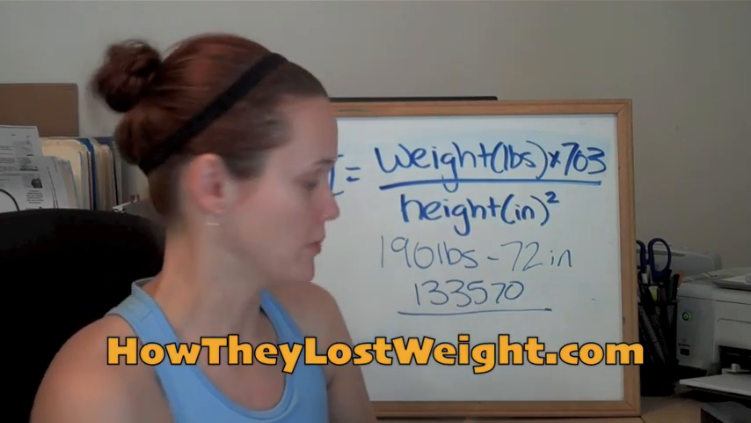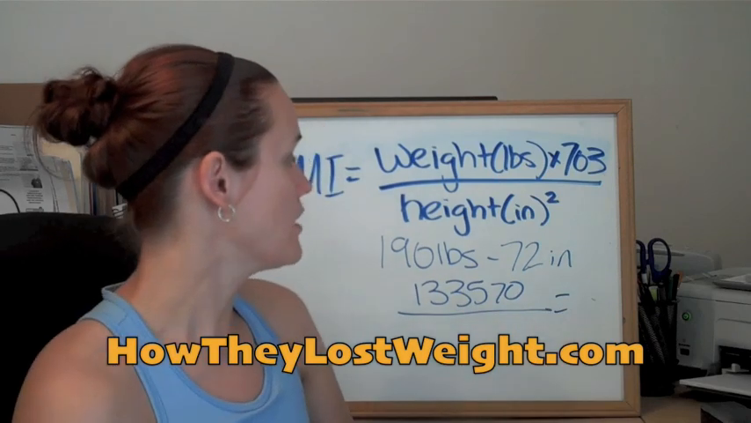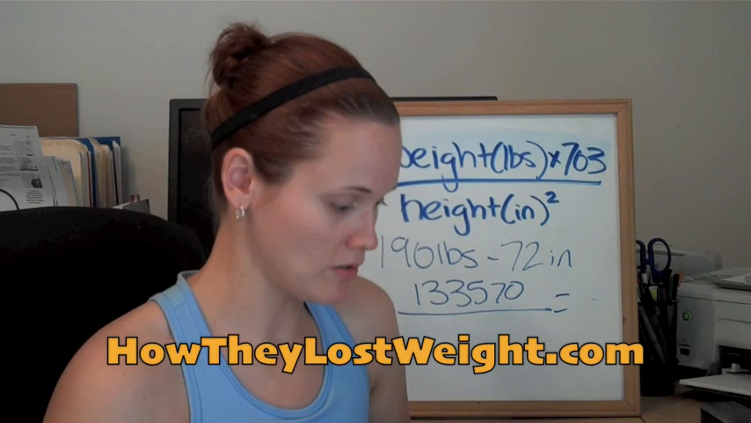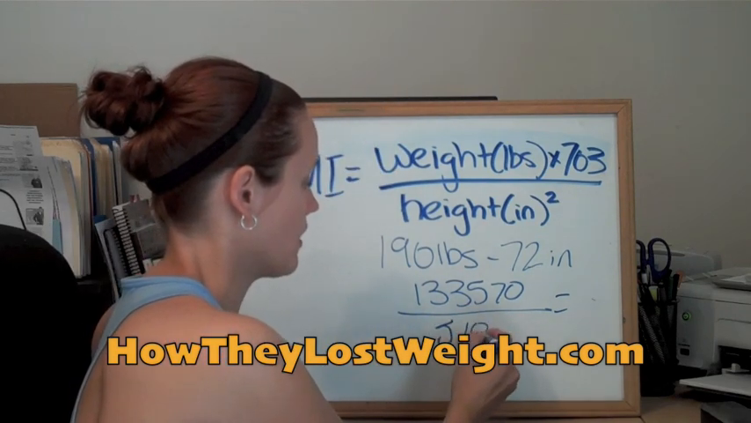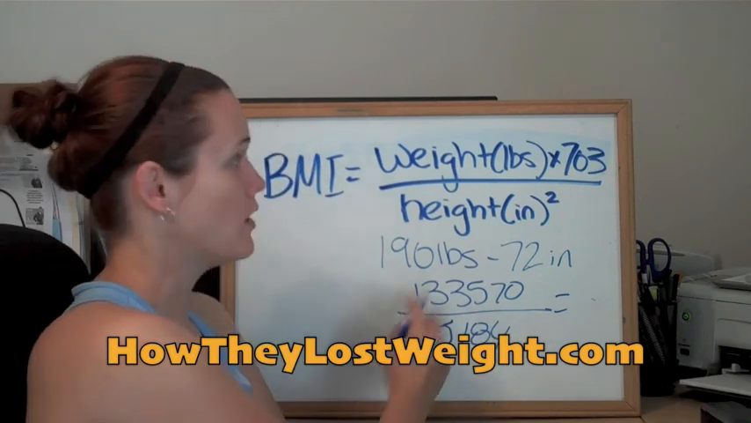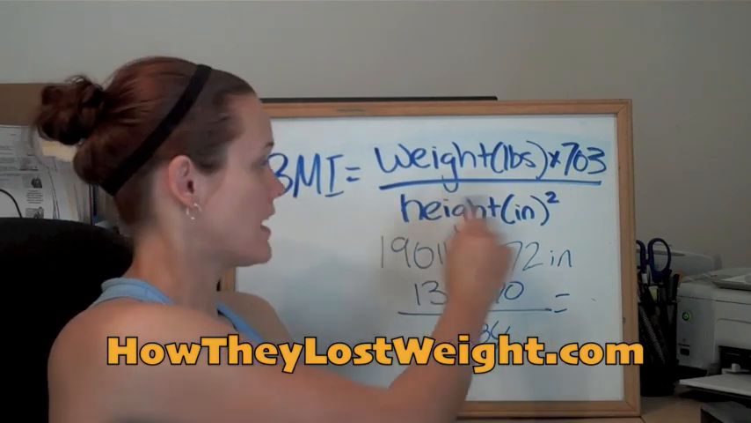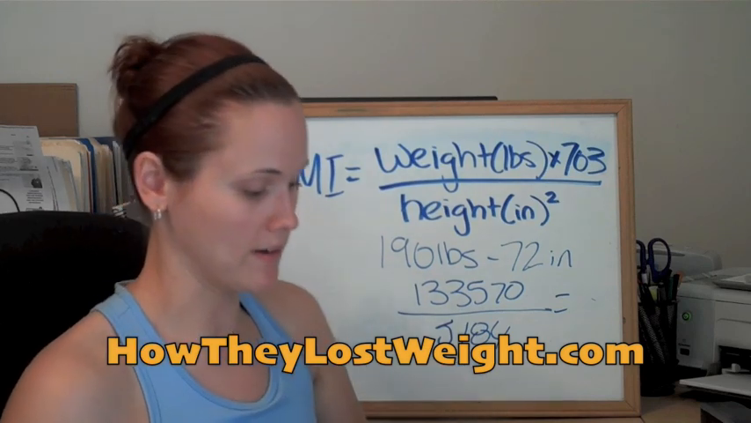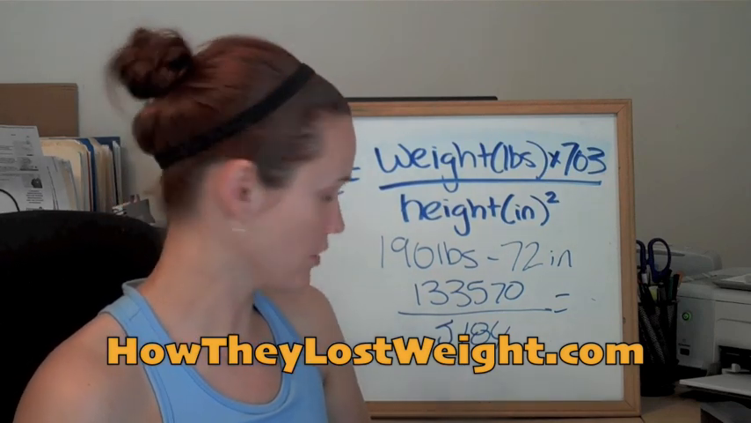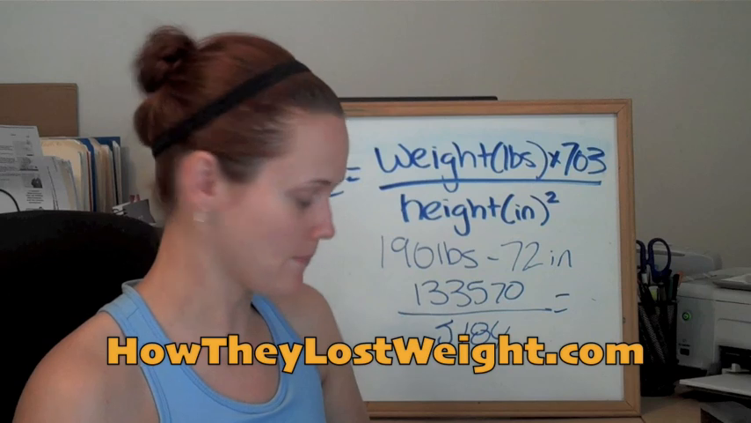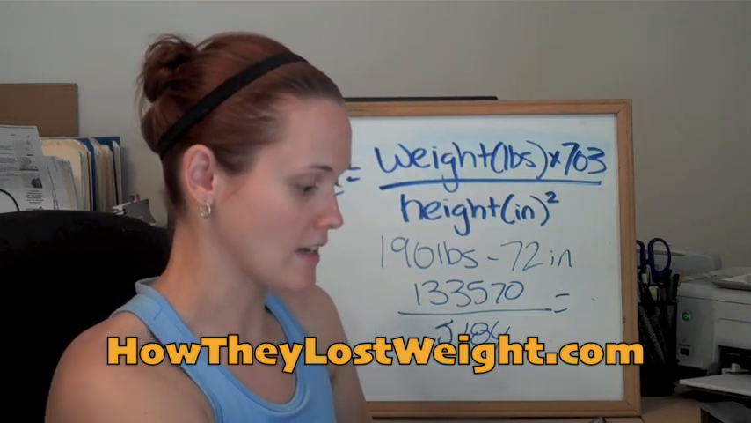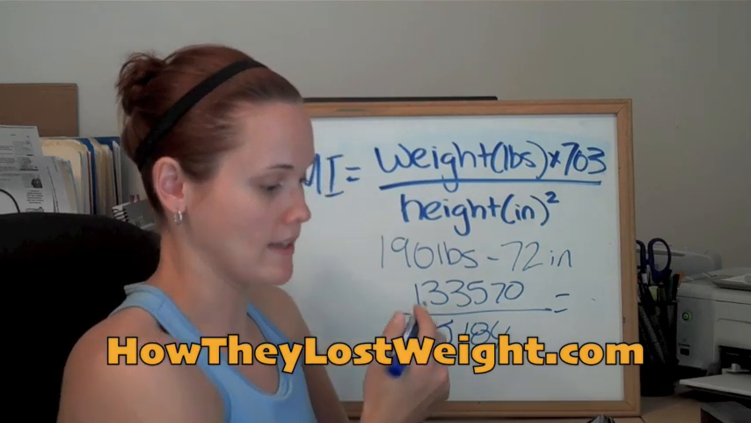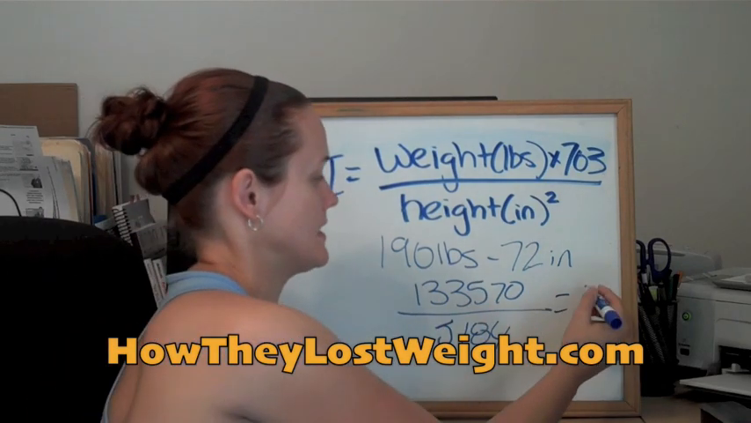Now we need our bottom number so we know what to divide by. His height is 72. We're going to take 72 times 72, and that's going to give us 5,184. So we're going to take this top number that you get when you plug in your weight, and divide it by this height number that you get on the bottom. So we're going to have 133,570 divided by 5,184. And that's actually going to give us 25.7. So we'll round that up to 26.